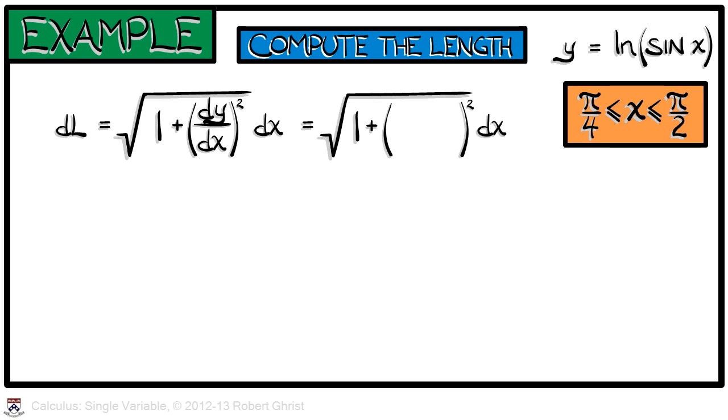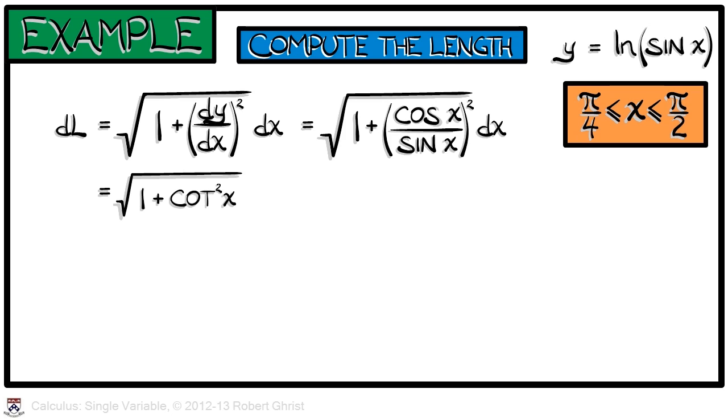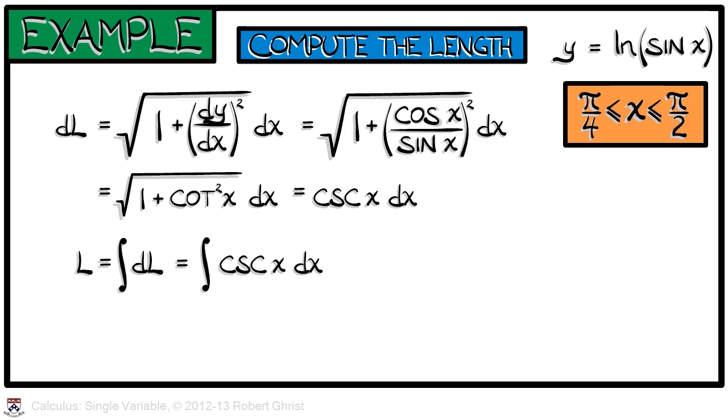Now, when I compute the derivative of log of sine of x, what do I need to do? Well, from the chain rule, that's 1 over sine of x times the derivative of sine, namely cosine. We can simplify that a little bit. 1 plus cotangent squared x is, of course, cosecant squared of x. Taking the square root gives an Arclength element of cosecant x times dx. And now, to compute the length, we need simply to integrate cosecant x dx as x goes from pi over 4 to pi over 2.